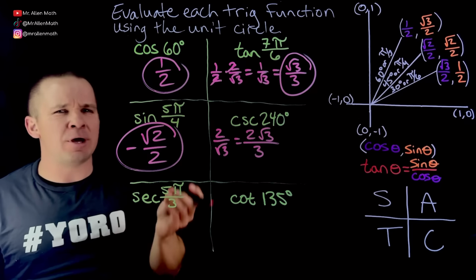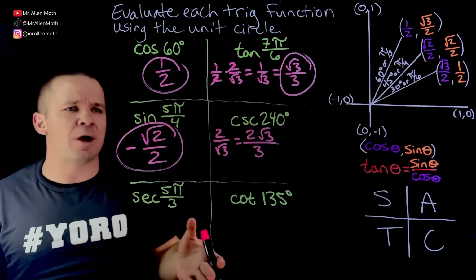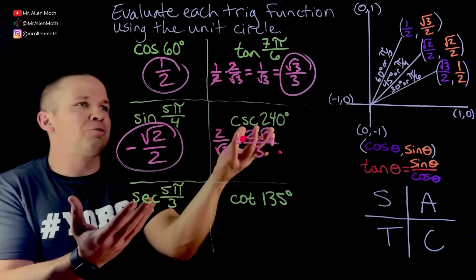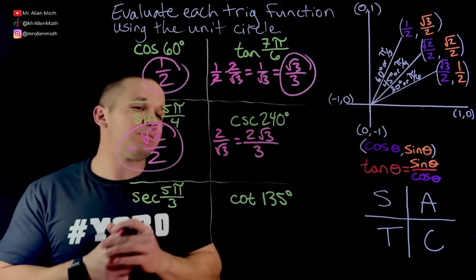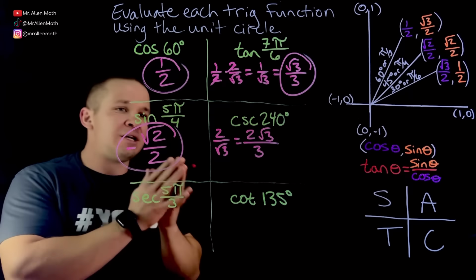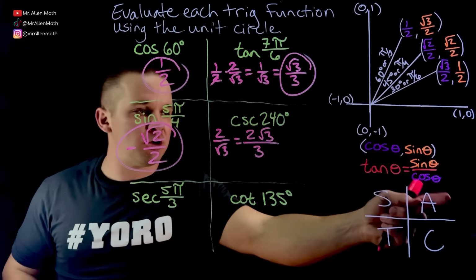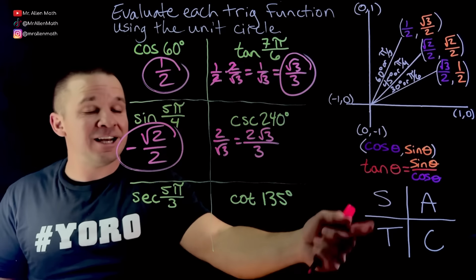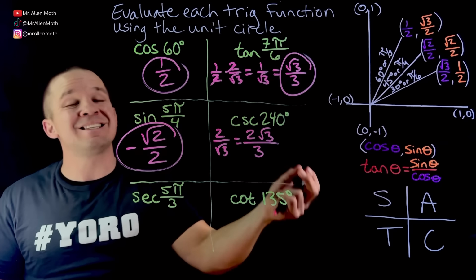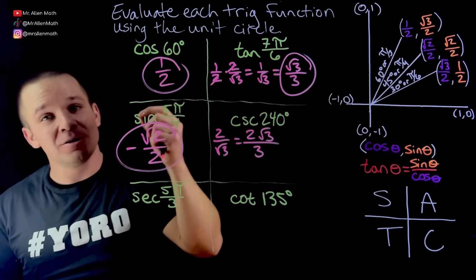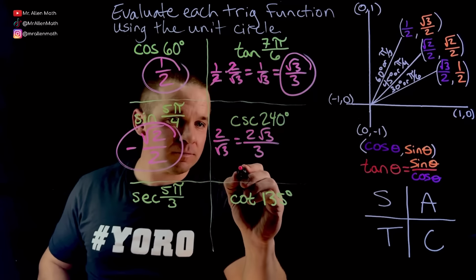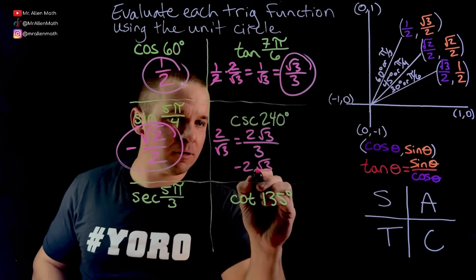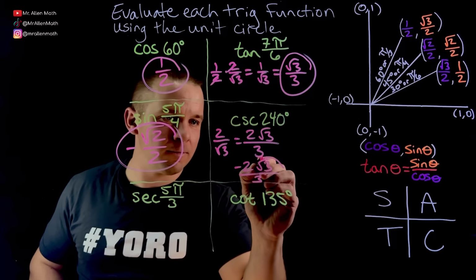You'll see the same kind of values every single time in these problems because we're using the same 3 fractions, right? So you're going to see a lot of the same rationalization that's occurring and stuff like that. Now, is it positive or is it negative? That's the question. 240 is over here in the third quadrant. Tangent and cotangent are positive, which means sine, cosecant, cosine, secant are all negatives. So my final answer here is negative 2 root 3 over 3.